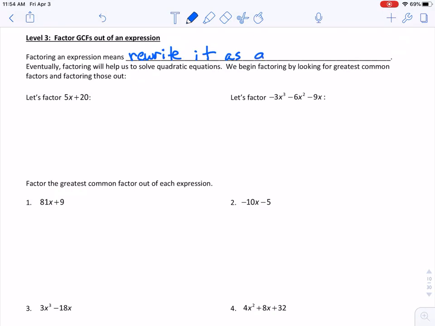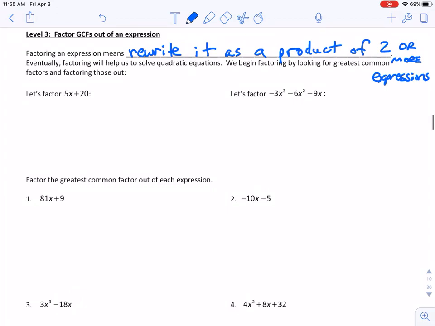as a product of two or more expressions. So here we have a single expression. And there's multiple ways to factor things, but right now we're focusing on GCFs. So how we do this is by looking at each term. In this case, we have two terms. And you first start by looking at the numbers. So you got a 5 and you got a 20.